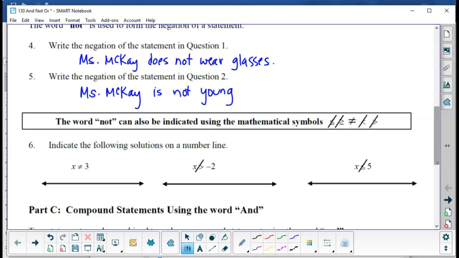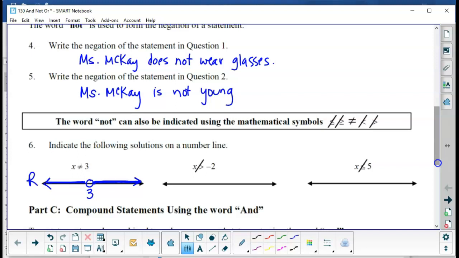So indicate the following solutions on a number line. So x not equal to 3, so this is all the real numbers. We want to show every number on the number line in the real number system that is not equal to 3. So we would do an open circle at 3 and basically an arrow going both directions from there. Okay, and that arrow represents every number, except that open circle at 3 means it doesn't include 3.